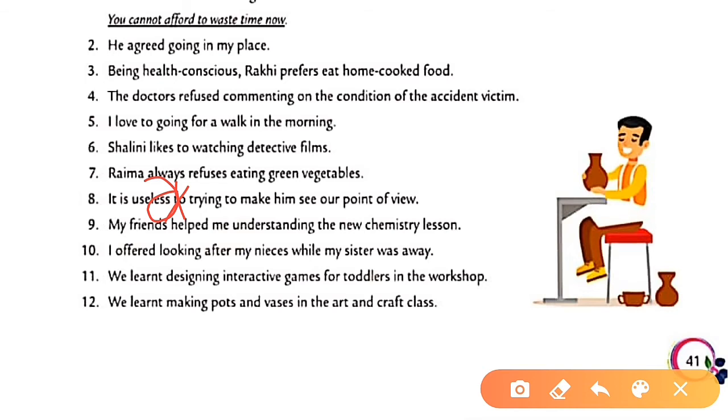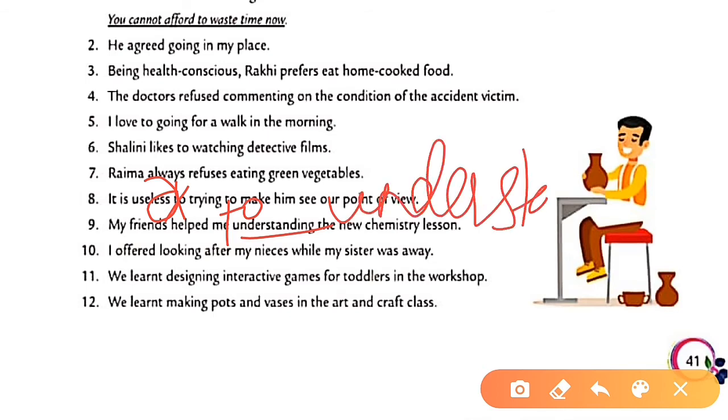Next, my friend helped me understanding the new chemistry lesson. Answer, my friend helped me to understand new chemistry lesson. So this is complete. Number next, I offered looking after my niece while my sister was away. So your answer, I offered to look. Your answer is, I offered to look after my niece while my sister was away.